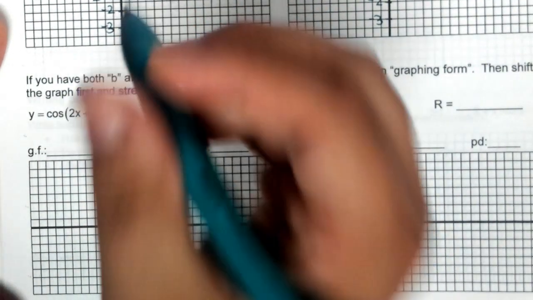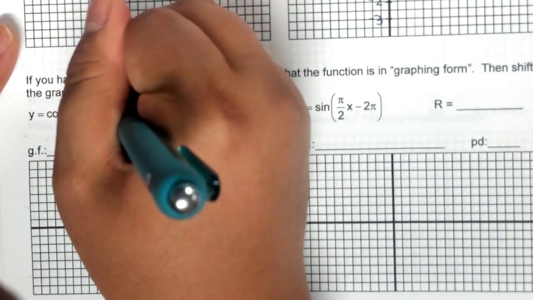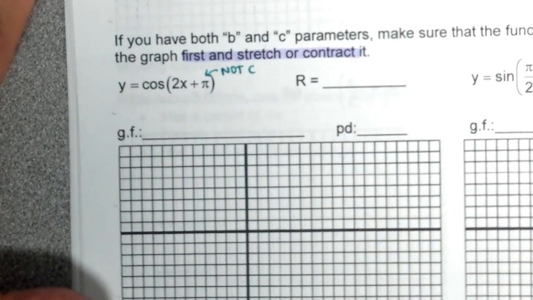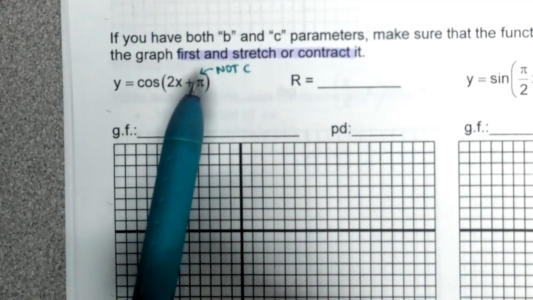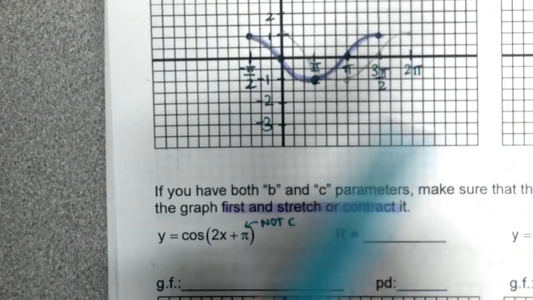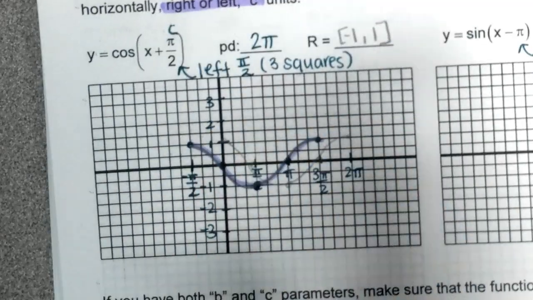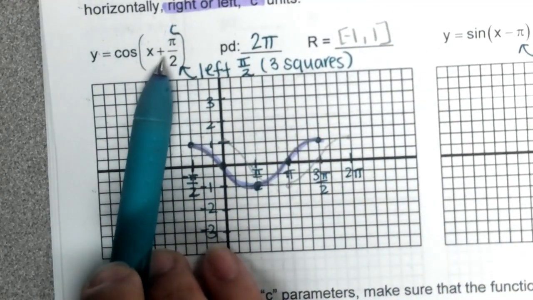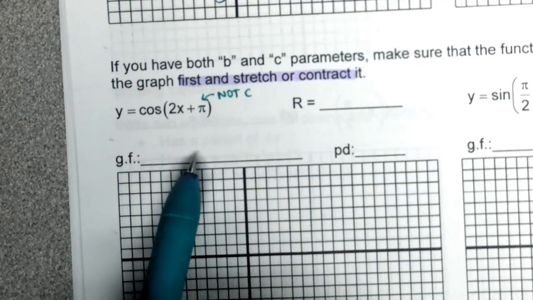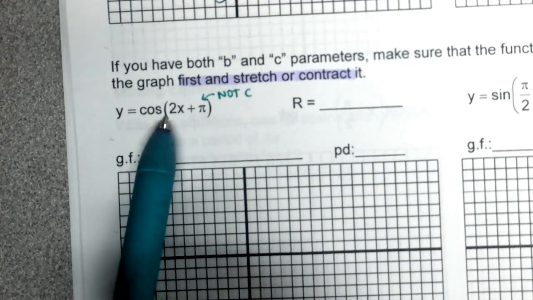Everybody, this is not C. Well, Ms. Alvarez, that's not what you taught us yesterday. This value right here is not C. Why? Well, the C value is in the parentheses right here, because it's after a plus or minus. It's after a plus right here. Why is this not C? It's because of the 2x.